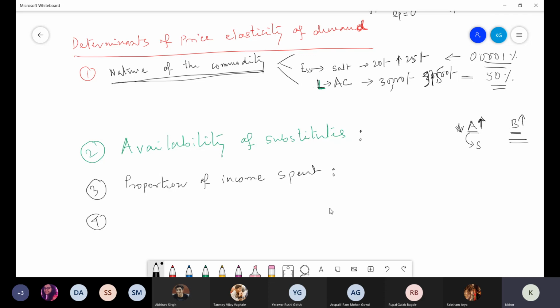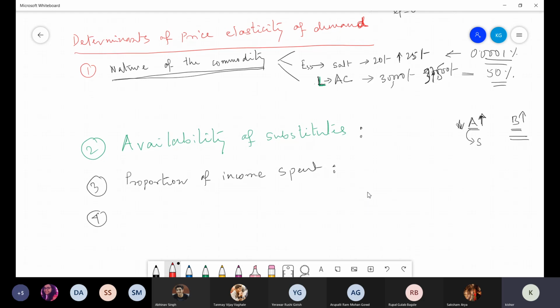Any other factor, can you guess? Okay, I'm not waiting for your answer. I'm rather answering it. But if you would like to respond, you can respond quickly. Otherwise, I will answer.